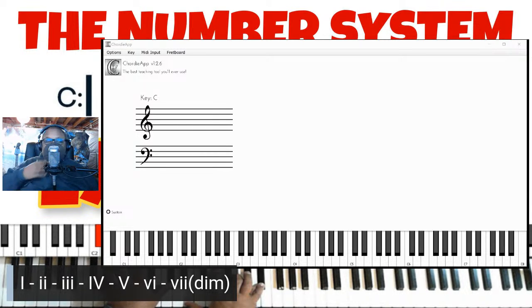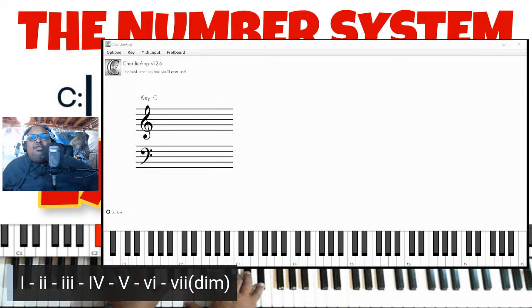But okay, the number system. Now, let me make sure I have it up. Yes, I have it up already. If you look at the bottom left-hand corner of your screen, you'll see that I have some Roman numerals over there.